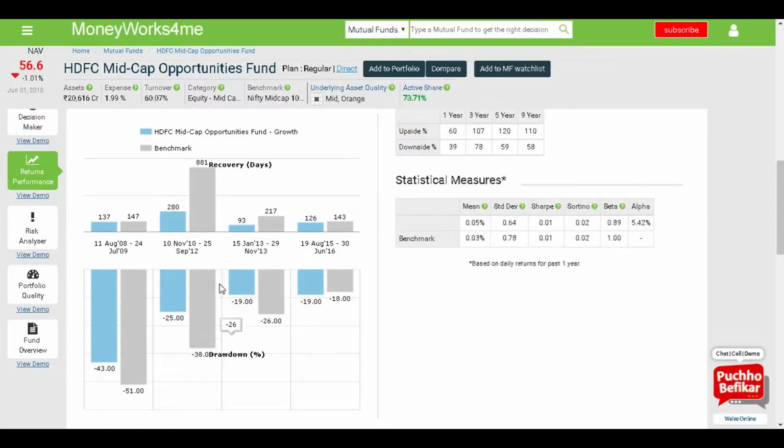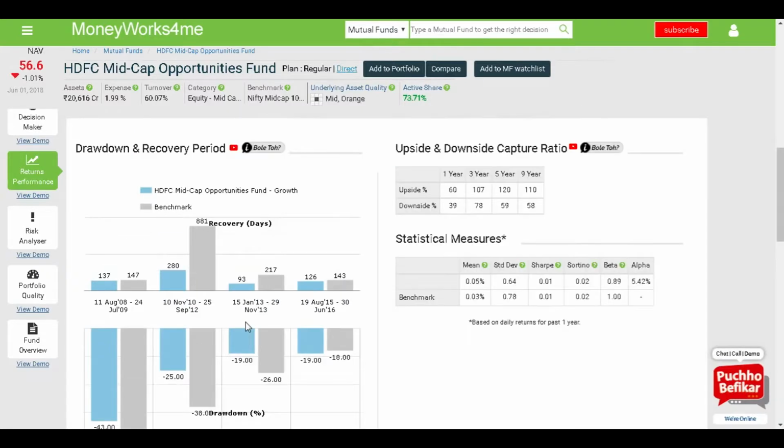So it gives you an idea that this fund tends to draw down lesser than the index and recover faster, which you would expect from a well-managed fund.